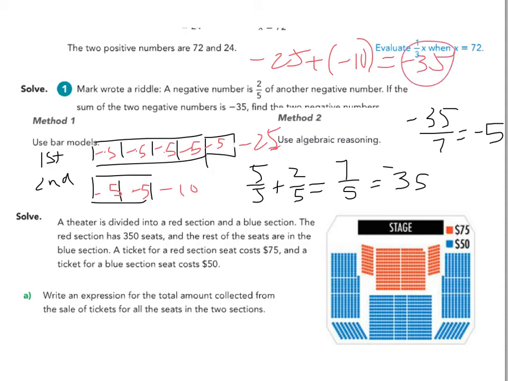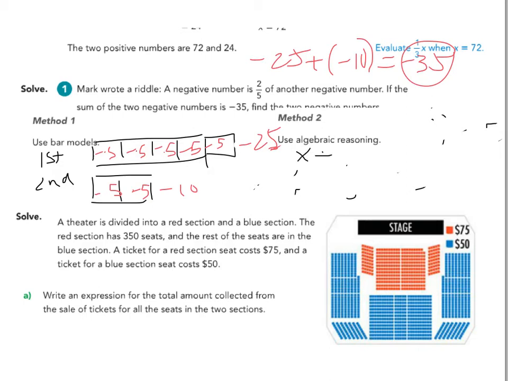If we add those together, negative 25 plus negative 10 gives us a sum of negative 35. Okay, now if you want to do that algebraically and not with a picture, what we're going to have is our first number is x, plus our second number is 2/5 of x, of means multiply, and together they equal negative 35.